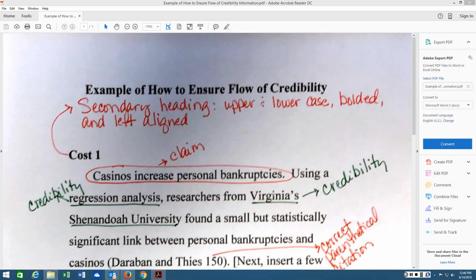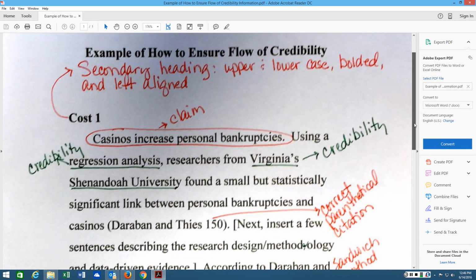Hello everyone, this is Sandy Cruz and I just wanted to take a minute to talk a little bit about integrating your credibility and study design information in your persuasive content essay. And so I put together this little document that sort of shows you how to do that.